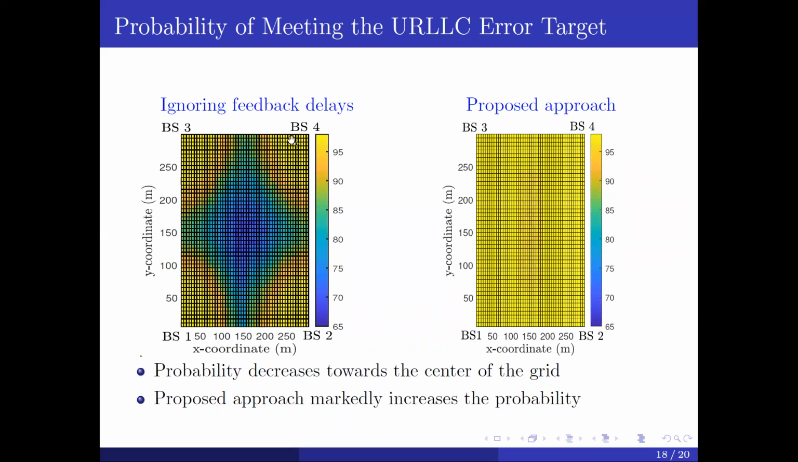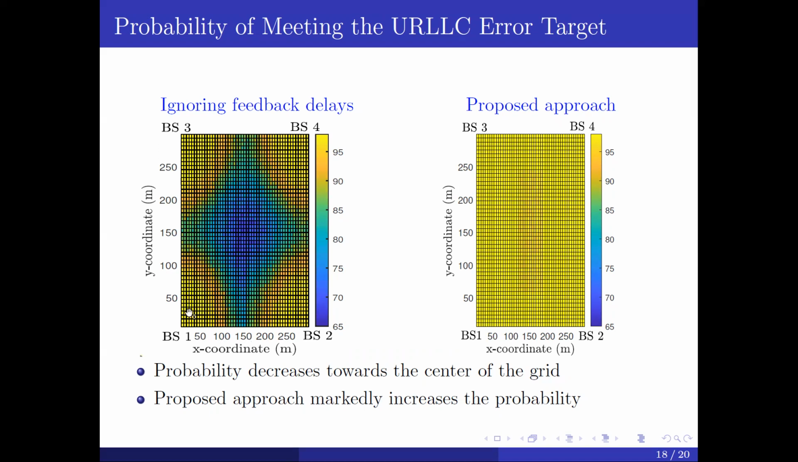There are 4 base stations. It's a 300 by 300 grid. We can see the X meters, the distance. The base stations are located at the edges of the grid. The color scale represents the probability from yellow to blue.